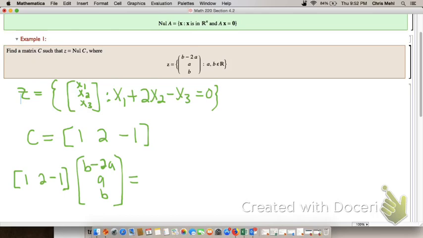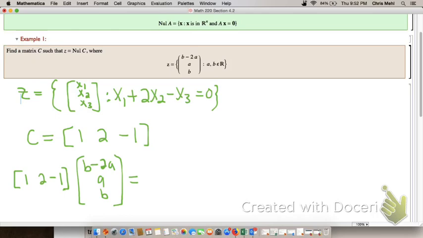And then just to verify that the way that Z was originally defined as vectors of the form B minus 2A, A, and then the third entry being B, where A and B are any real number, that all of these vectors are really in the null space of the matrix C that I've just defined.